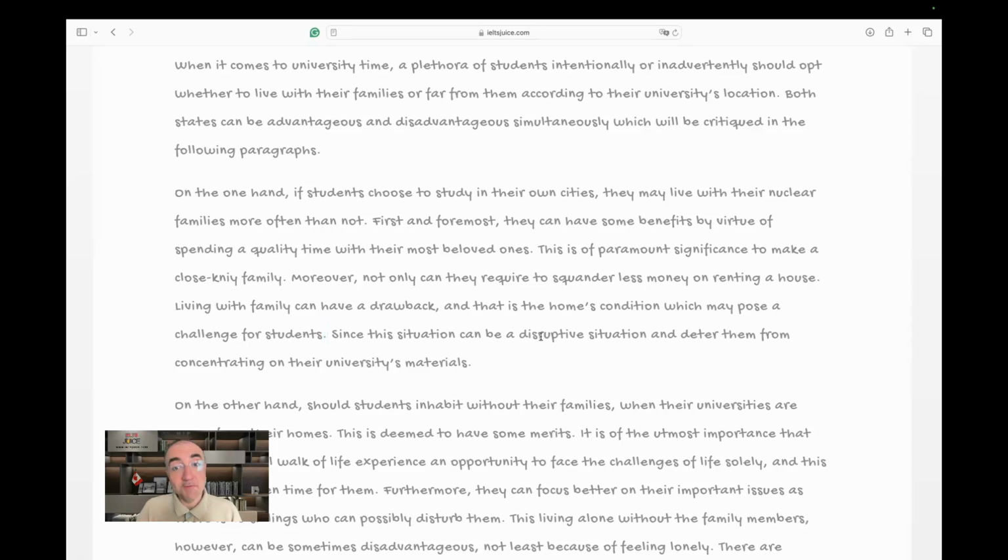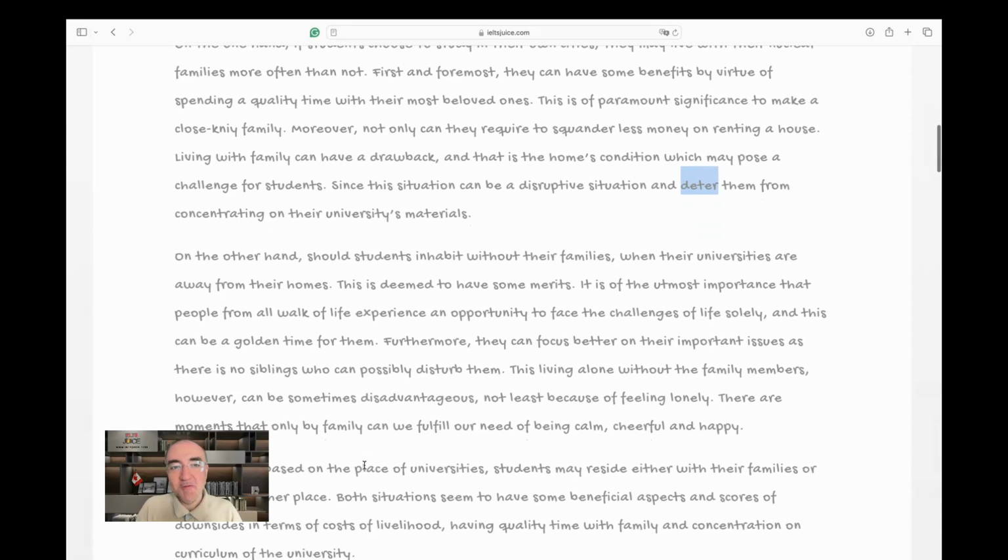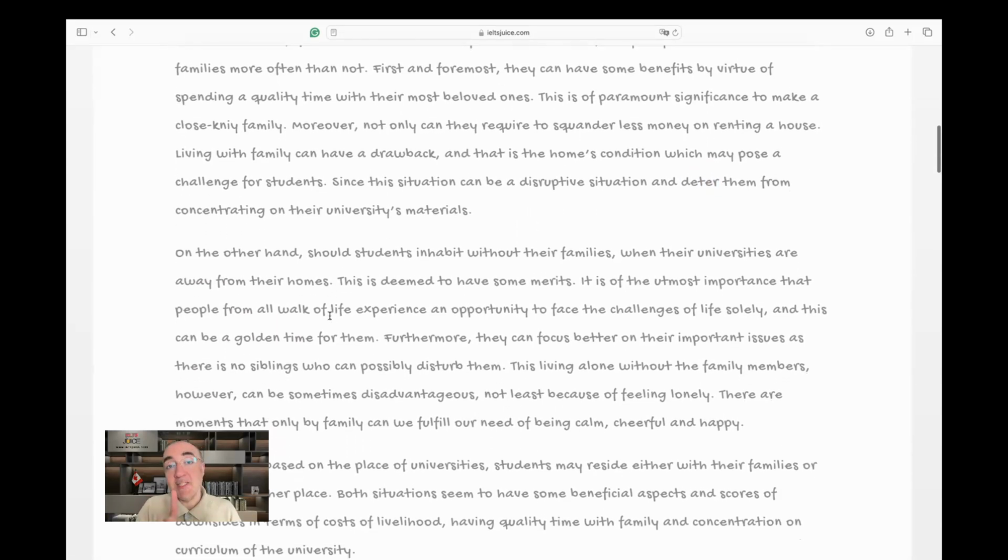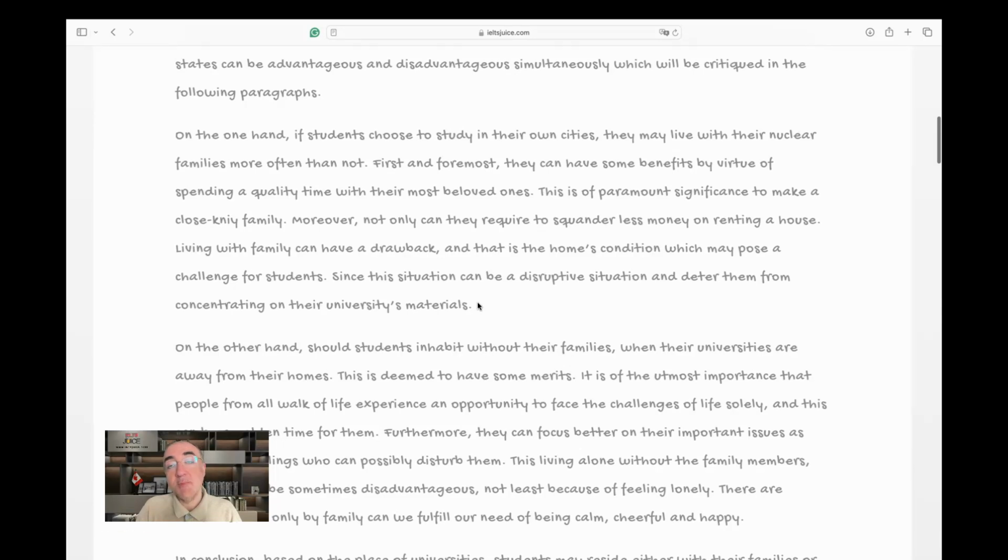Positive point, I love the word disruptive. I love the word deter. They were very good. Concentrating, good, I like it. I have a good feeling about the vocabulary. The grammar, as it goes, we're losing wheels. Moving on to the other. Oh, and last thing, I expected 2 drawbacks. I only received 1. Task response calms down.